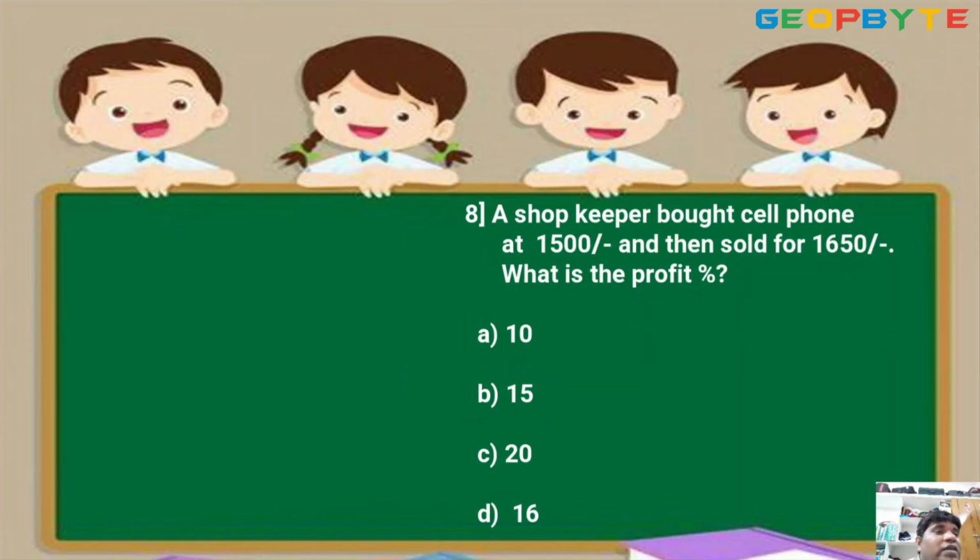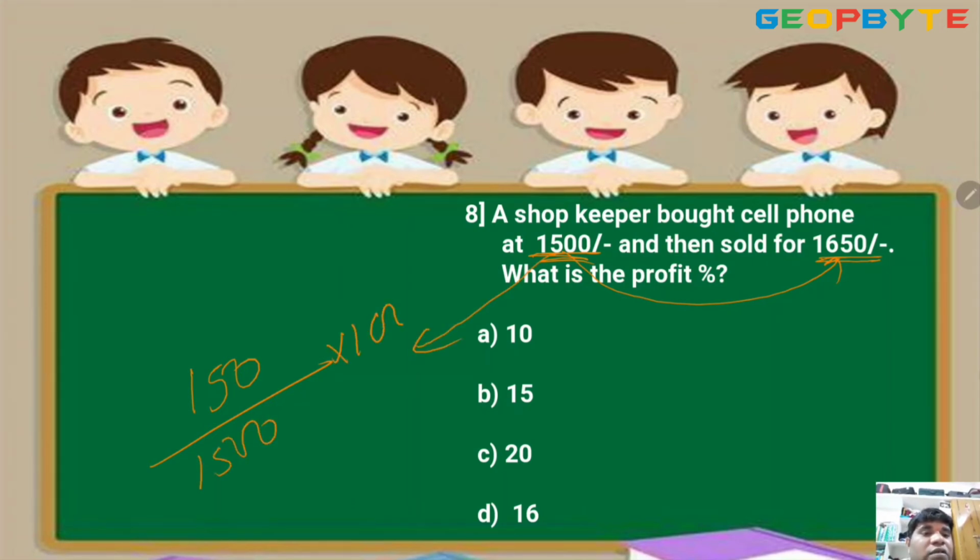A shopkeeper bought a cell phone for 1500, then sold it for 1650. What is the profit percentage? Same. Purchasing 1500, selling 1650. How much profit? 150. That 150 compare with the cost price: 150 by 1500 into 100. So the answer is 10%. Got it, children? Okay. Only 3 questions are difficult.